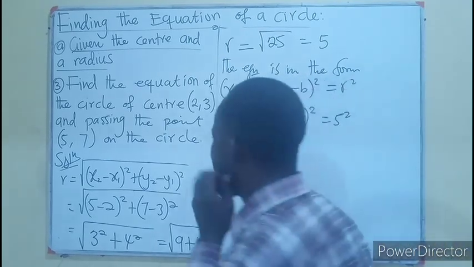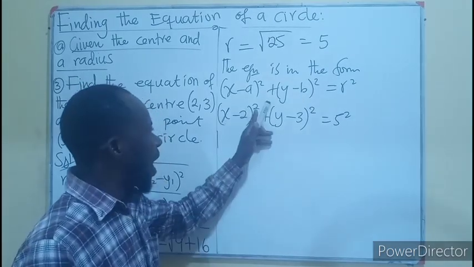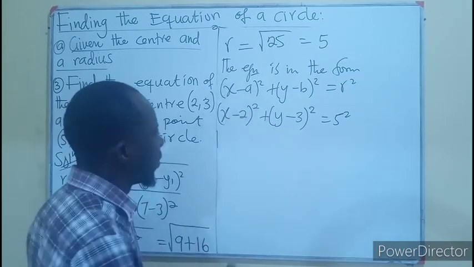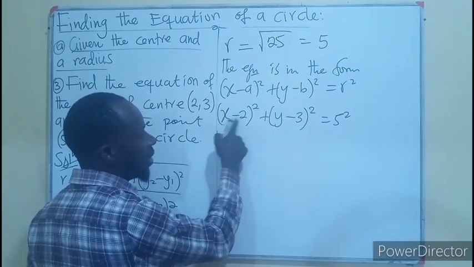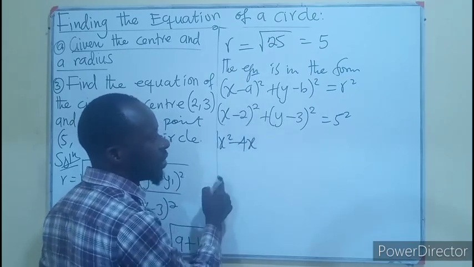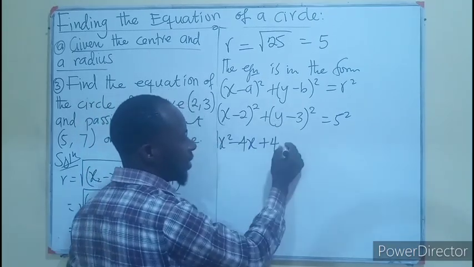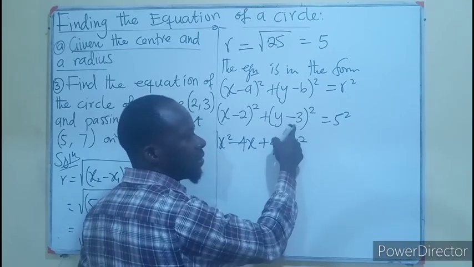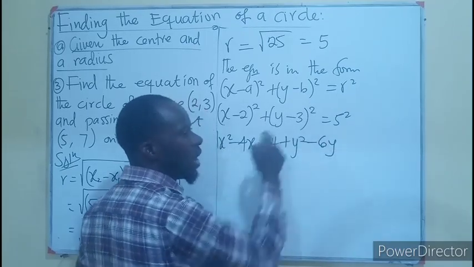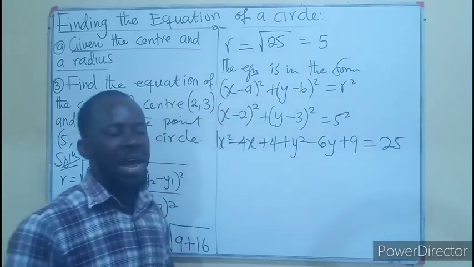5 squared. So if you expand this, under expansion of a binomial that has a square, you square the first, twice the product, then square the last. Meaning x squared, x times 2 will be 2x, by minus times 2, so minus 4x, square the last, meaning minus 2 squared, that gives us plus 4. Square the first, now y squared, their product, minus 3y times the 2, that gives us minus 6y, square the last, that will be plus 9, equals 25, which is the 5 squared.